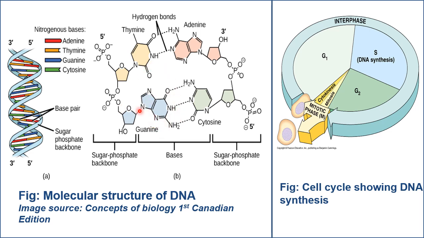The base will always remain with one sugar molecule and one phosphate molecule, and together sugar molecule, phosphate and the base is known as nucleotide. So here I am showing this molecular structure, and in the second figure I am showing the cell cycle in which I am depicting that DNA synthesis occurs in S phase. During G1 phase, the cell itself prepares for the DNA replication, and finally in the S phase the DNA synthesis completes with daughter DNA molecules.